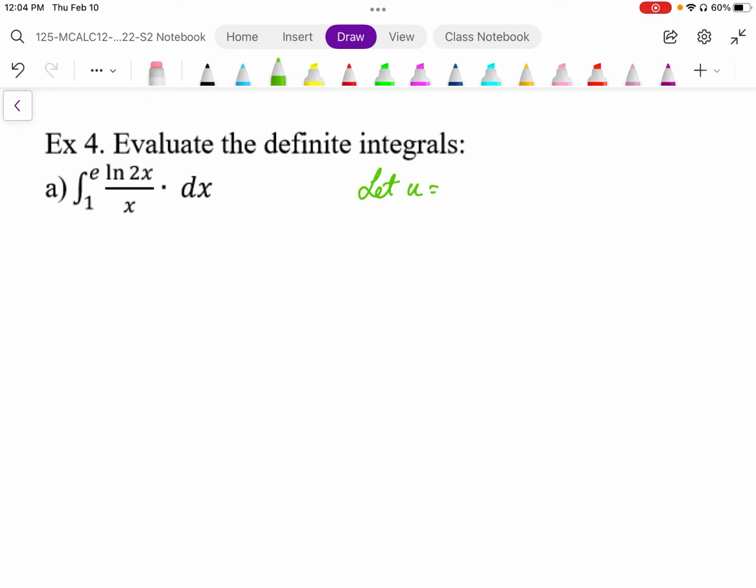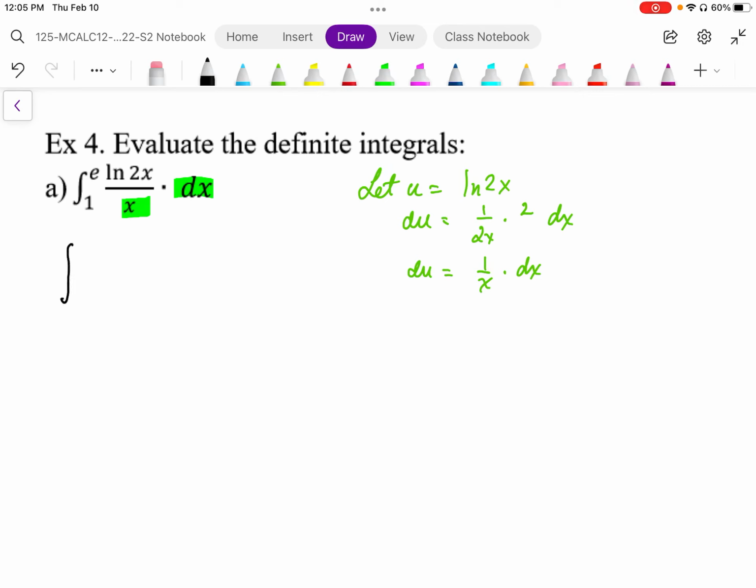u be log 2x. So my du then becomes 1 over 2x times 2. I have to remember to use chain rule. And then that lets me get rid of that extra 2. So I just have 1 over x dx. Okay, so the derivative takes care of the outside part of this. So now I can just put this in.